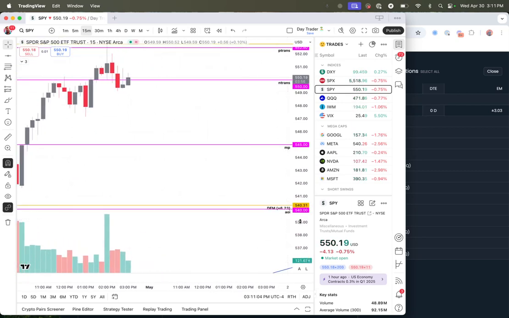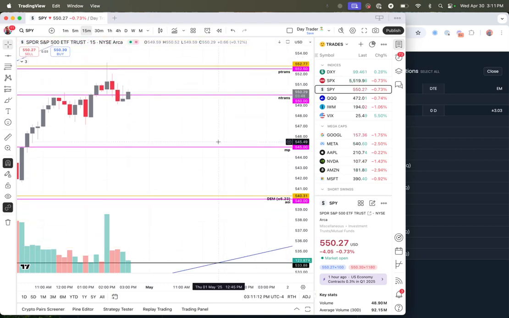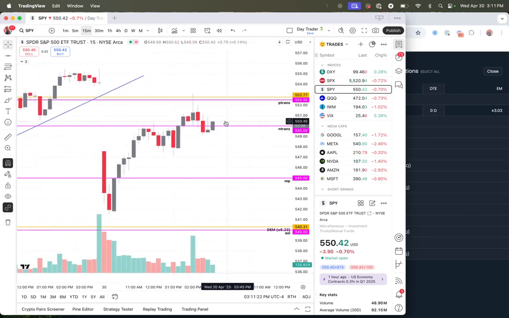I always like to mark it. You see where it says DEM? I like to mark it and put in parentheses how much I expect to move for the day. I noticed that today it actually hit it, right? So if I was to go long, I could have gone long and aimed for this, but I didn't catch this move.